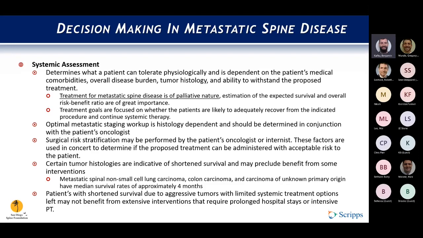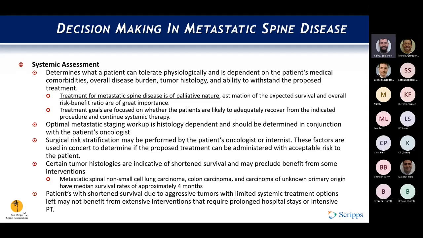So an estimation of their expected survival and overall risk-benefit ratio are of great importance, because the treatment goals are focused on whether the patient is likely to recover and get back to their systemic therapy, which is actually what's treating their disease. And in order to do this, you need to have an optimal staging workup, which should be in conjunction with the patient's oncologist.